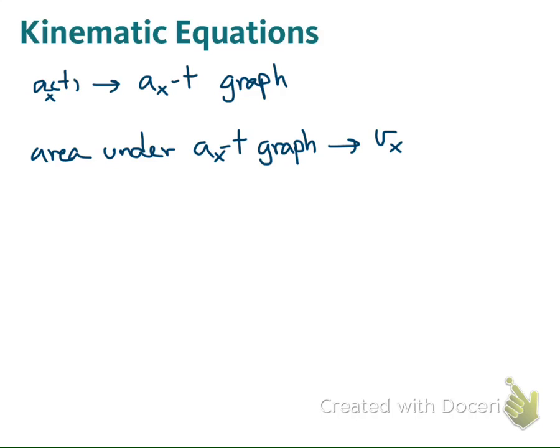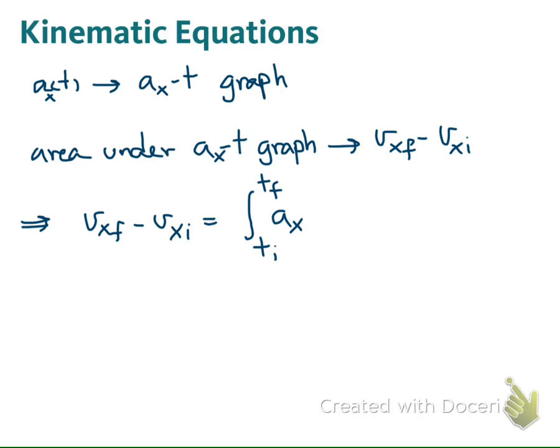So it's equal to Vxf minus Vxi. But we know that the area is the integral. So we have that Vxf minus Vxi is equal to the integral of ax dt from ti to tf. This is a general relation. We can calculate the change of the velocity if we know the acceleration as a function of time.